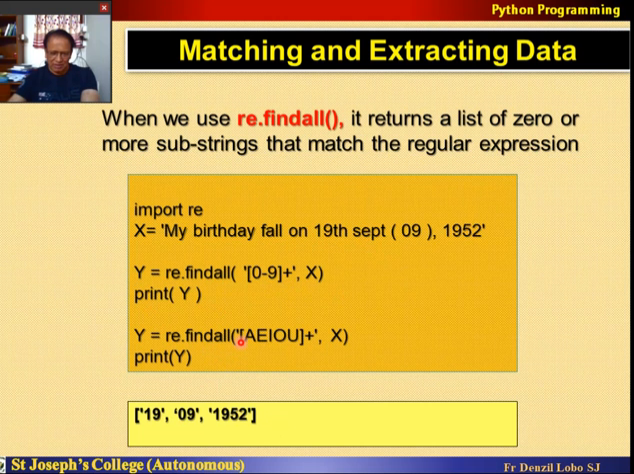Suppose here I am giving capital AEIOU, one or more times, but you see there are no capital AEIOU here. Therefore, what is it going to give? An empty list. So here you have extracted information. Digits are extracted from this text, whereas AEIOU is not appearing one or more times. So they are capital. Suppose it was small, then it would have given E here, it would have given A here. But in capital letters, it is going to return an empty list.